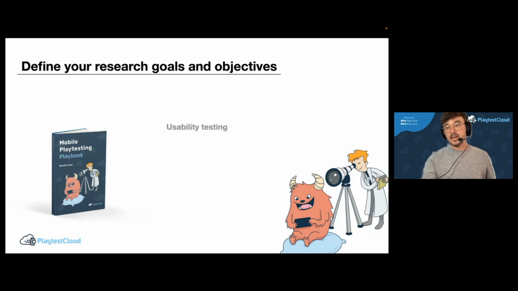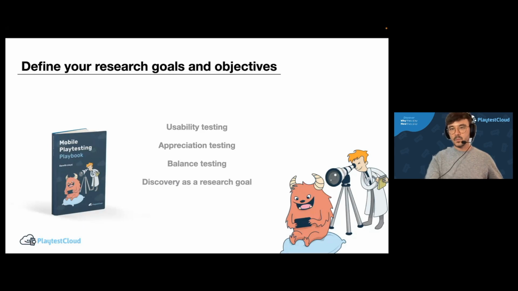The first one would be a usability test, an appreciation test, where you want to know if the players like or dislike the game. Usability being how the players are interacting with your game, in this case, balance testing, and purely discovery. So these four methods of playtesting, conducting your research, often will have a specific relationship towards the players you want to invite, and therefore the type of screening you want to do.